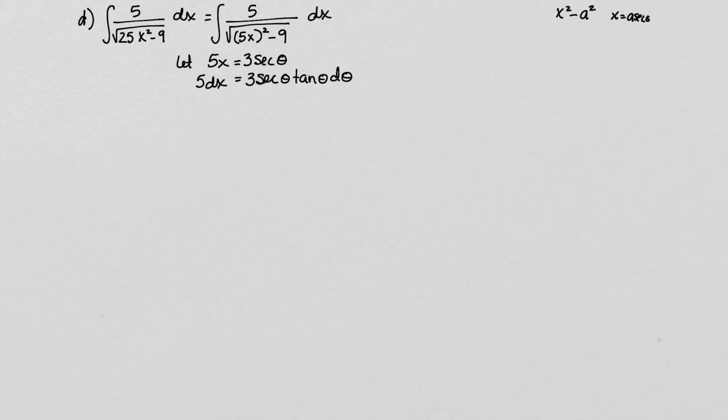You could divide, you could definitely do that. You could divide the 3 secant theta by 5 and then find dx that way. That's totally fine. I didn't do that because I know that up here I already happen to have 5 dx. So I'm just going to replace that 5 dx with this stuff here, the 3 secant theta tangent theta d theta. But if you wanted to solve that first part for x, you could totally do that.